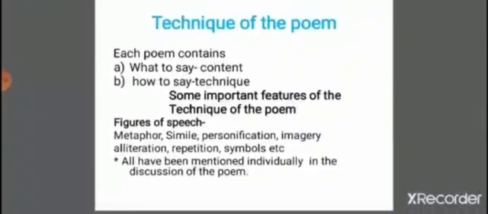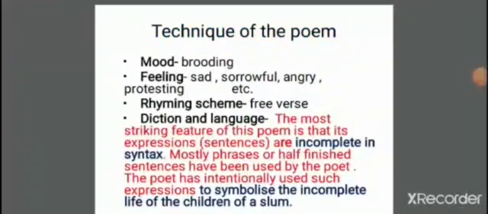So some special features of technique of the poem are referred here, like figures of speech. While discussing the poem, we have already done our study related to metaphor, simile, personification, imagery, alliteration, repetition, symbols, etc. So I'm not giving them once again. It will be only a repetitive one. Then some more features of technique of the poem, like mood.